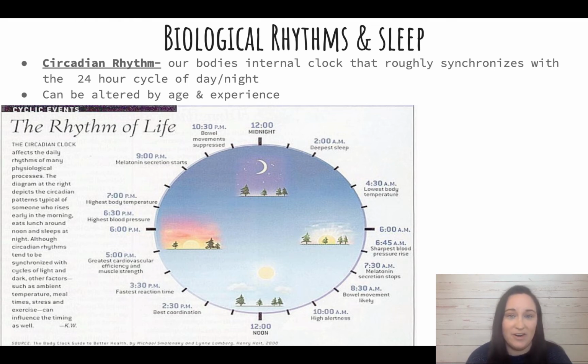And this diagram here I love because it works you through how at different parts of this 24-hour cycle, our body is doing different things to help us wake up or go to sleep. So for example, it says at 9 p.m. our melatonin secretion starts, and melatonin helps us fall asleep. Not stay asleep, by the way, but fall asleep. And our blood pressure is rising in the morning, our alertness, our coordination, all of that is happening closer to full daytime, right? So noon.